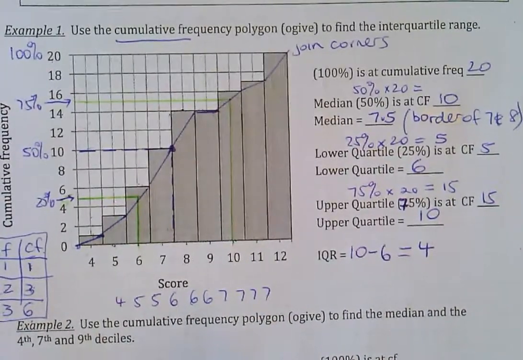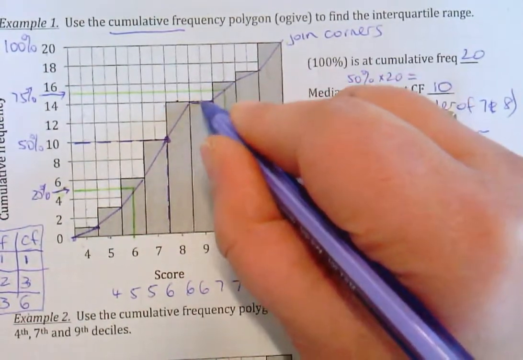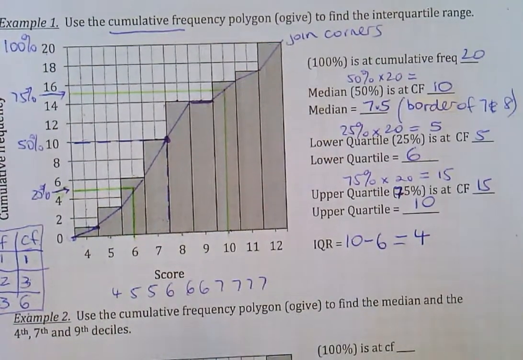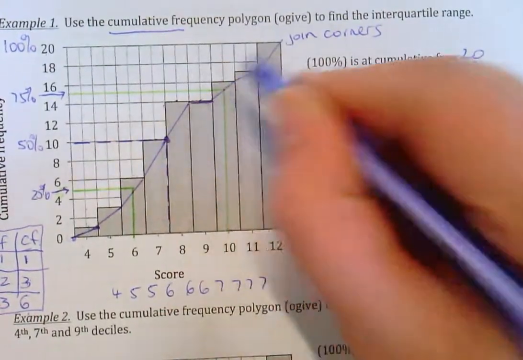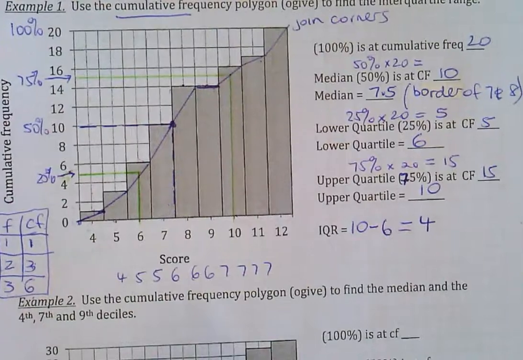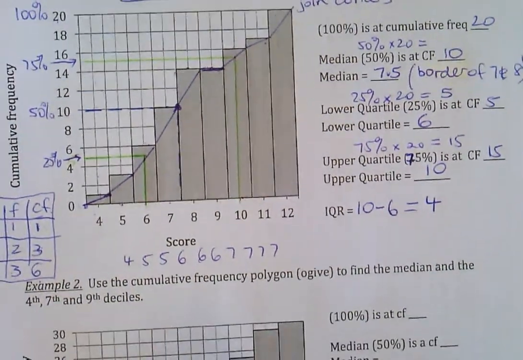Now, you don't go joining the middles of the columns because look what would happen if you join the middles. Sometimes you're going to hit outside the columns and you can't read them. So you must go from the corners to the top corner of each column every single time because it's how many scores so far. It's sort of to the end of that number.